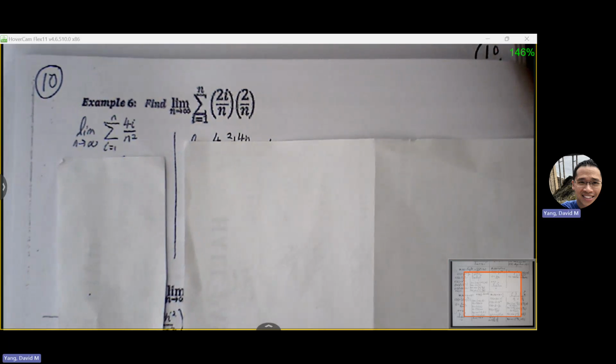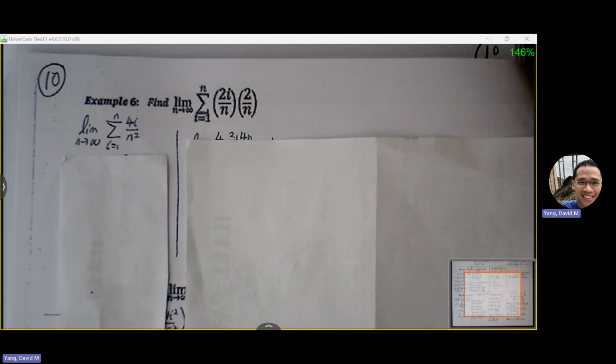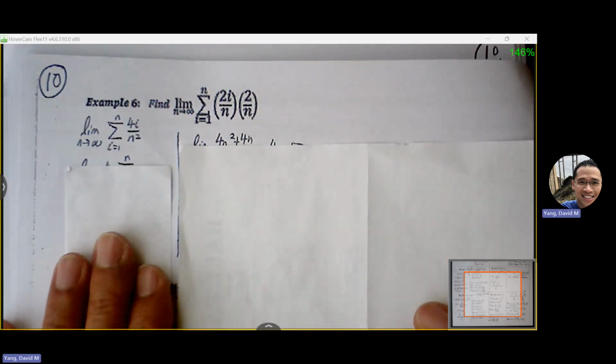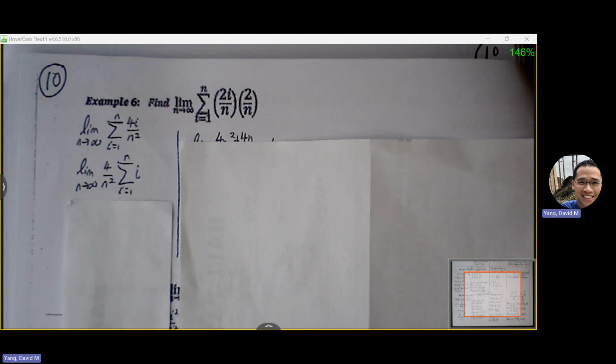Okay, so I do want to do the limit as n approaches infinity, but that i is getting in the way. So I'm just going to multiply, see what that gives me. That gives me 4i over n squared. I know that 4 and n squared is just a constant coefficient. I can pull those out in front. And if I pull the 4 and n squared out in front, then I have summation i.